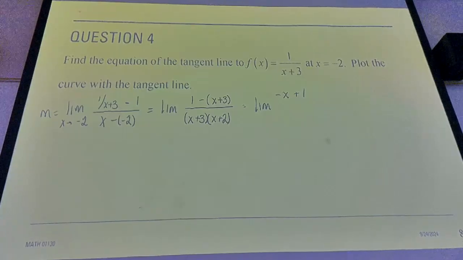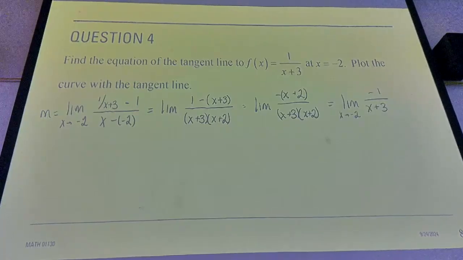Isn't it minus 2? Yeah. I'm going to write it negative the quantity of x plus 2, because that serves my purposes better. What is that limit? It's minus 1.